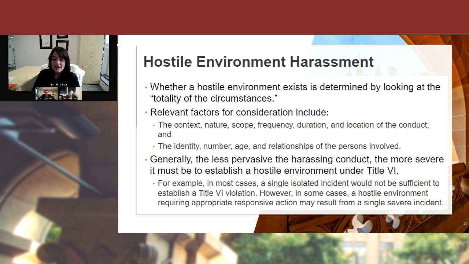So if we have conduct that only occurred once, it typically needs to be pretty severe for it to count as a hostile environment under Title VI. And the converse is typically true as well. The more pervasive something is, typically the less severe it needs to be. So in most cases, a single isolated incident is not sufficient to establish a Title VI violation. However, in some cases, the school may need to respond to that action. And typically we recommend at least looking into that action in all cases to make these determinations based on, again, that totality of the circumstances.